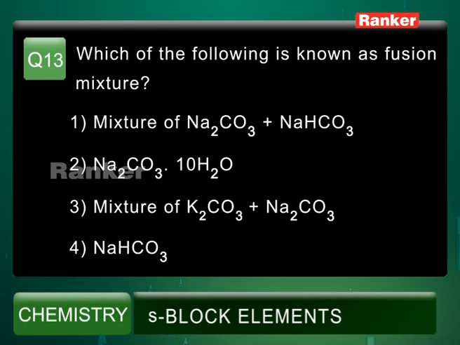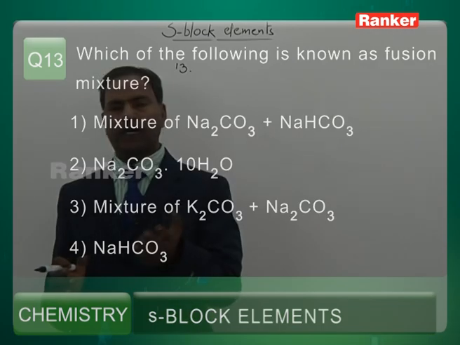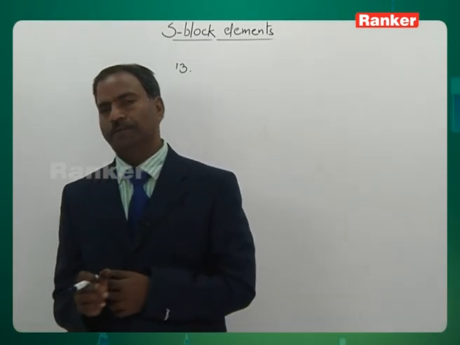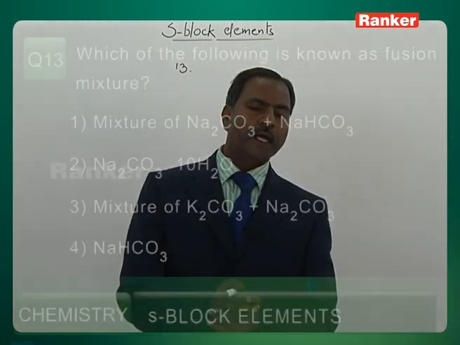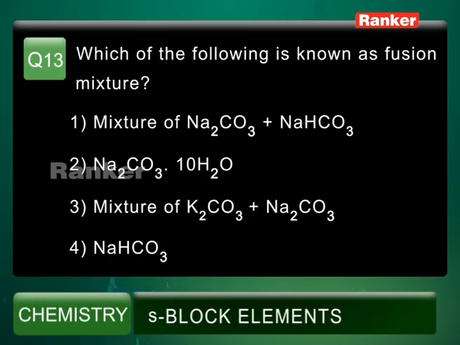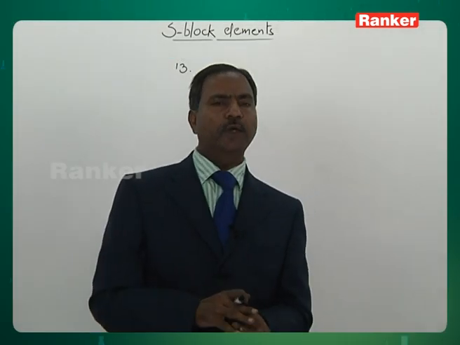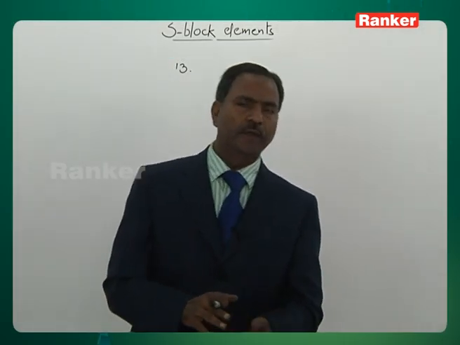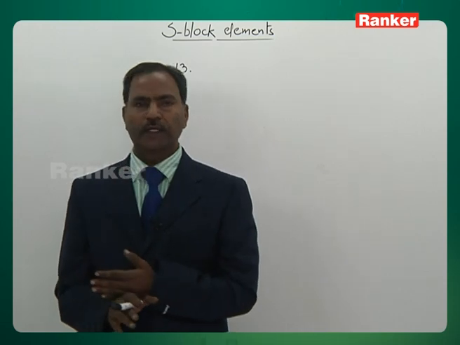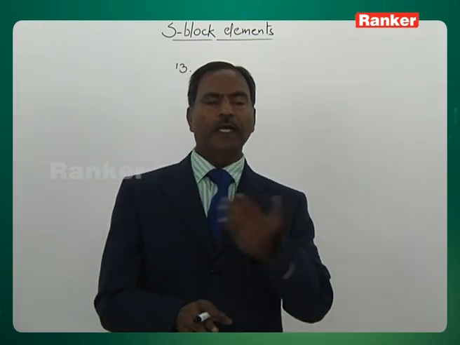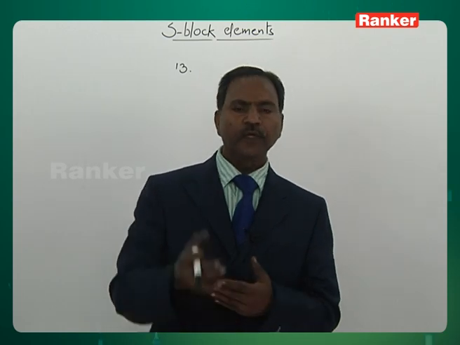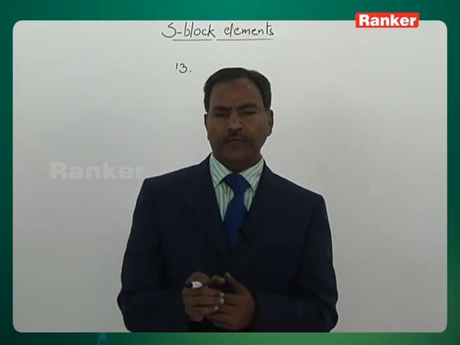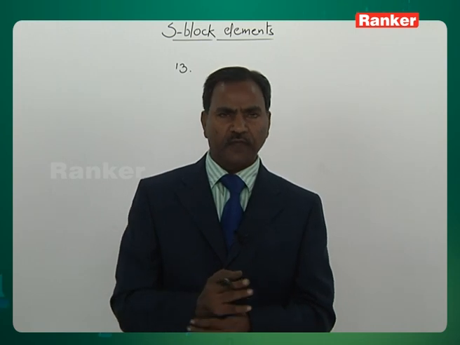Coming to Na2CO3·10H2O, yes, Na2CO3·10H2O is known as washing soda, or sodium carbonate. Coming to a mixture of K2CO3 and Na2CO3, and the fourth one, NaHCO3. NaHCO3 is well known to you, it is baking soda, and Na2CO3·10H2O you know is washing soda. A mixture of Na2CO3 and NaHCO3 does not have any particular name.